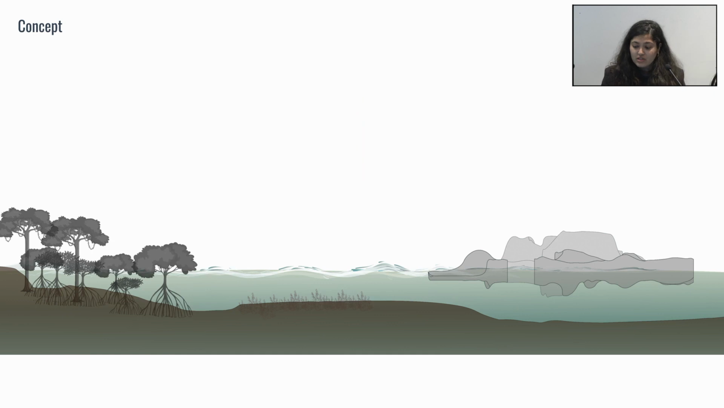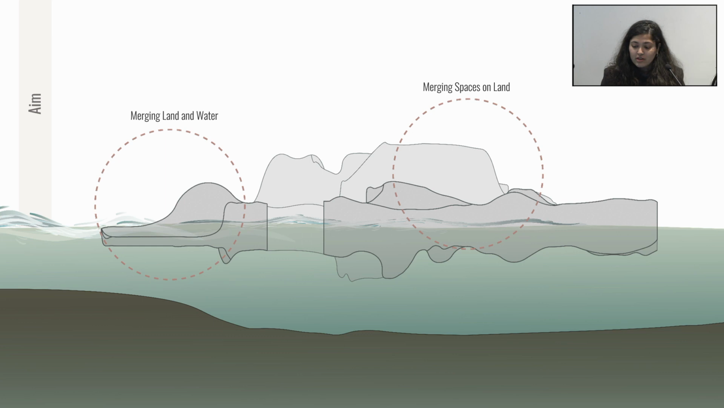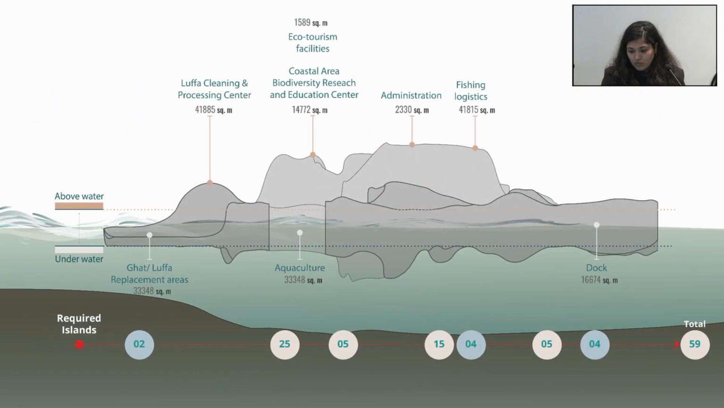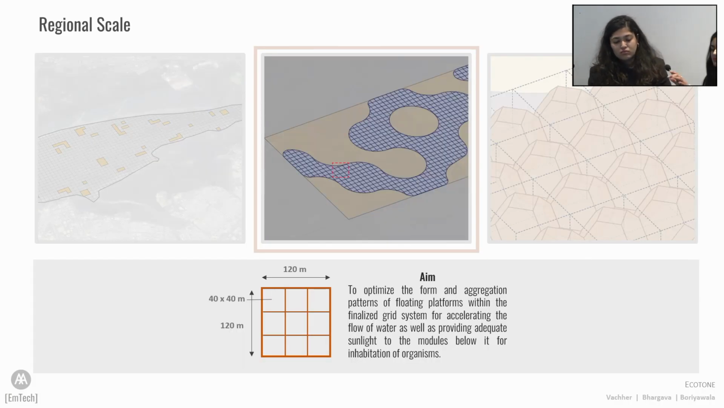For the regional level, as a starting point, we wanted to create the platform in such a way that a smooth transition would be created between land and water. For this, the principle of transitional spaces was studied based on traditional ghats and fishing villages of the region. This led to devising a program distribution between the blurred boundary of land and water. Thus, the experimentation on the regional level aimed to optimize the form, aggregation, and contours of the floating platforms.